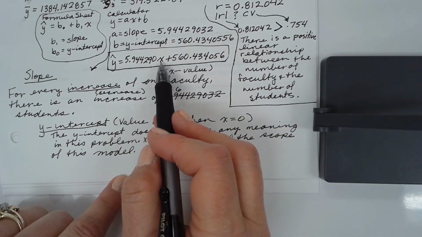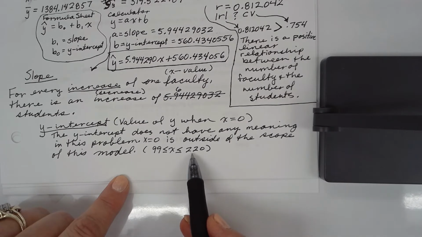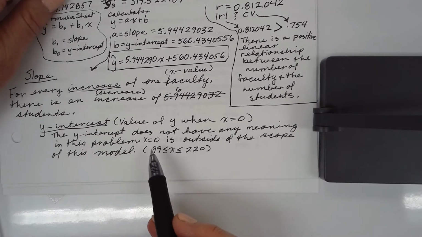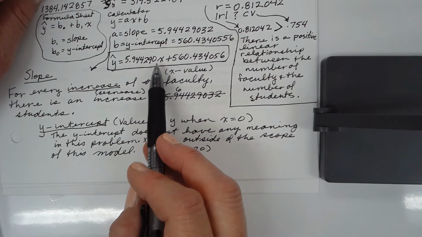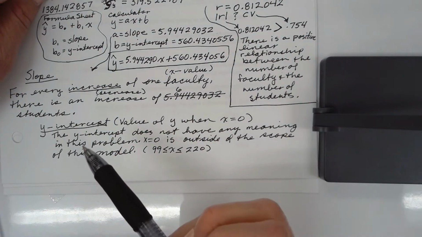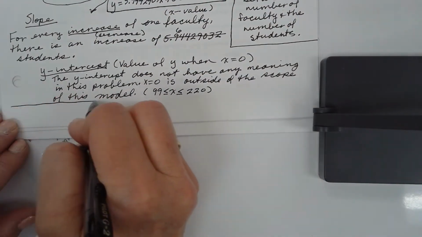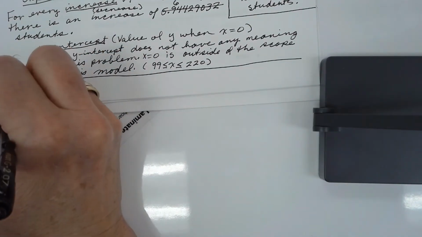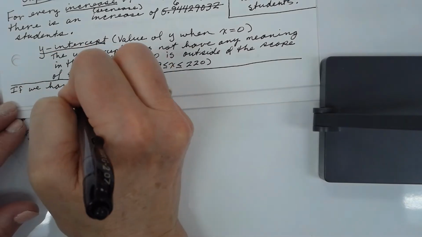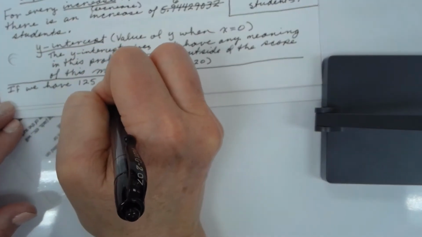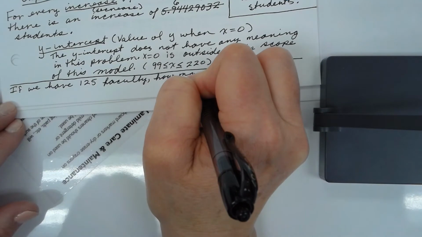So I can pick any x value that is in between 99 and 220. Okay? So I could pick 125 and say, okay, let's predict if I have 125 faculty, how many students would I have? Okay? So let's try that. So I'm adding to the problem a little bit. If we have 125 faculty, how many students would you expect?